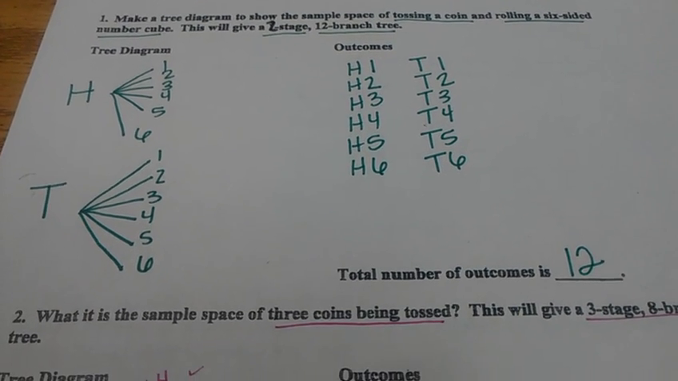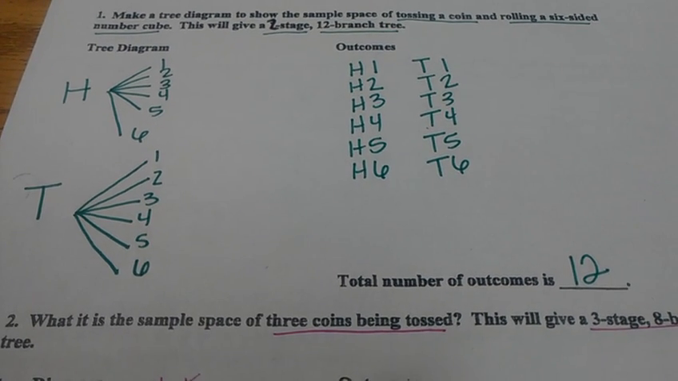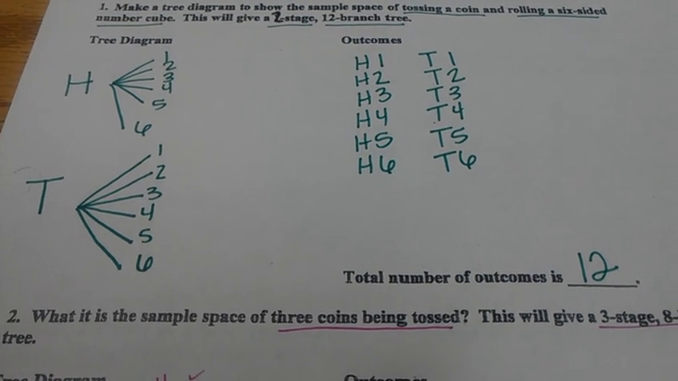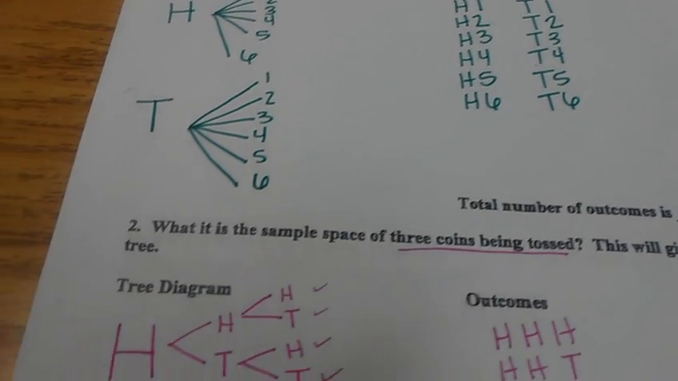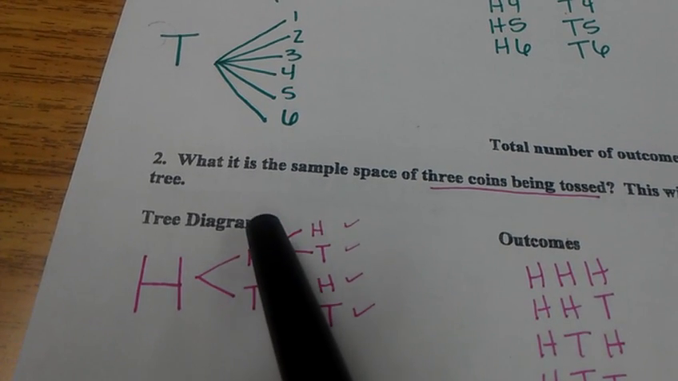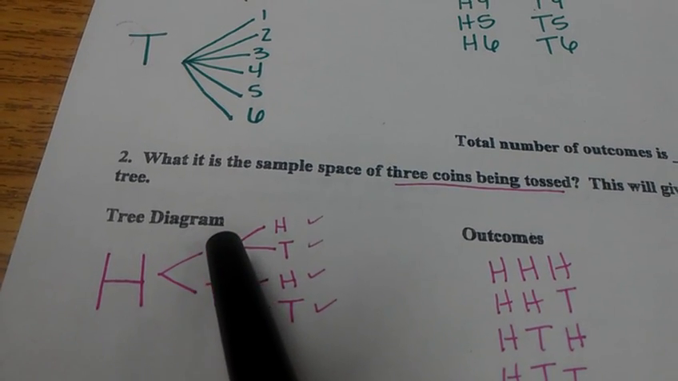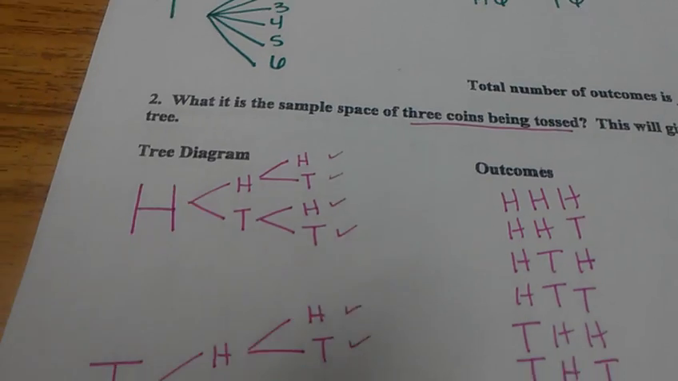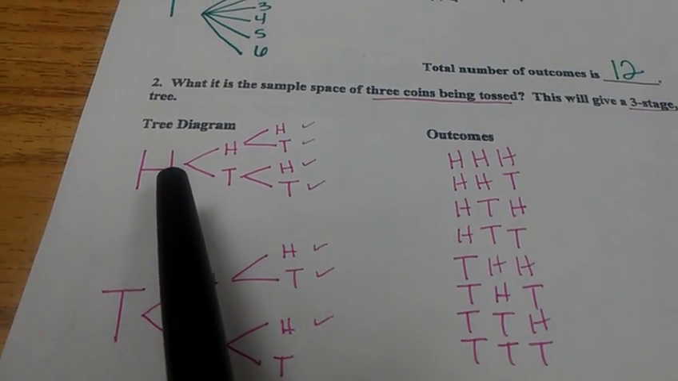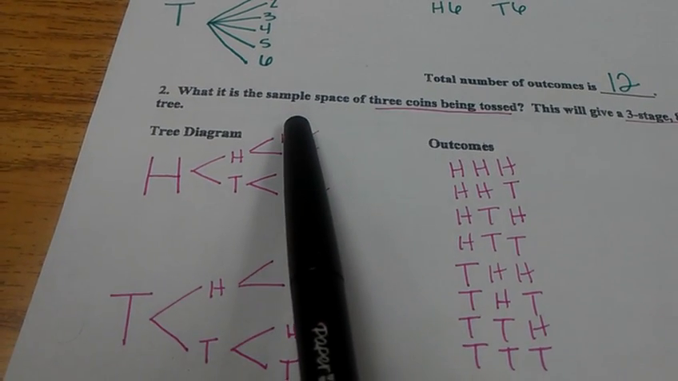Okay? What is the sample space of 3 coins being tossed? Well, let's look at our first choice. If we're going to flip that coin once, it's going to give you a heads or a tails. Then you're going to flip it again. So if you got heads on that first coin, you're going to flip it again. You have a choice of heads or tails. Once you flip it again, you're going to get either a heads or a tails. So this is how your list of outcomes works. You follow your branches down. You could get a heads, then a heads, then a heads.